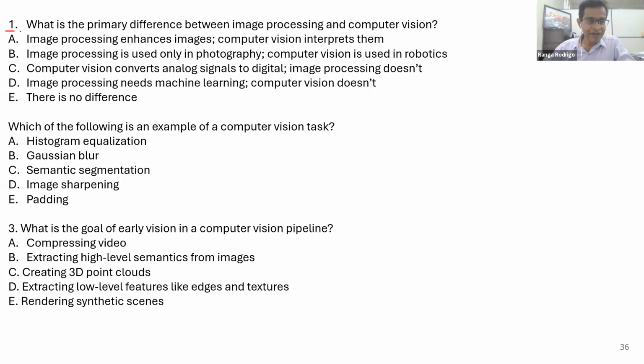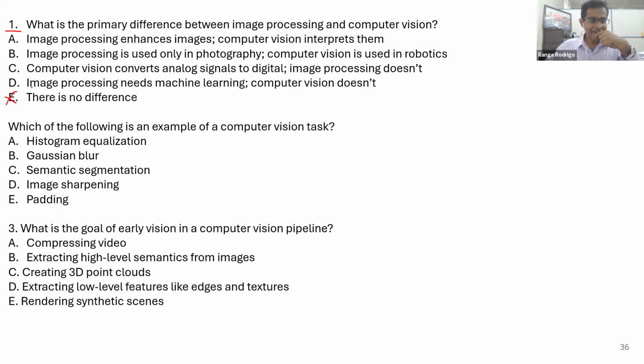Question number one, you can click in the Moodle. What is the primary difference between image processing and computer vision? We covered this in the class before. So in image processing, you give an image, the output is a modified image. In computer vision, you give image, video, text, the output is some kind of a decision. So therefore, the correct answer is what?